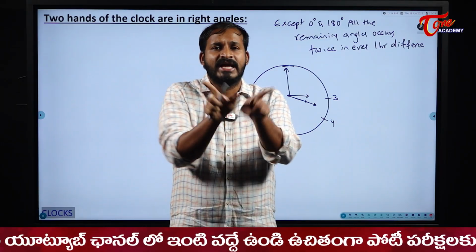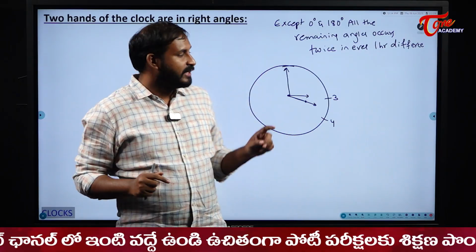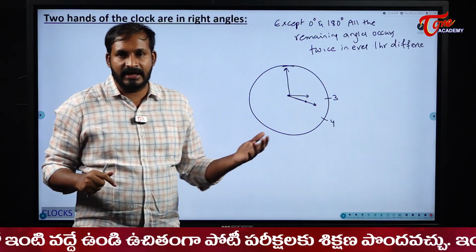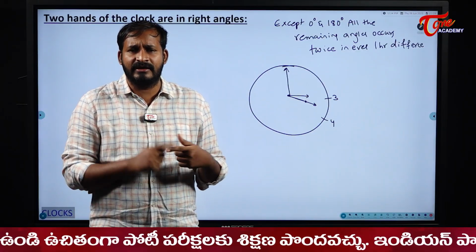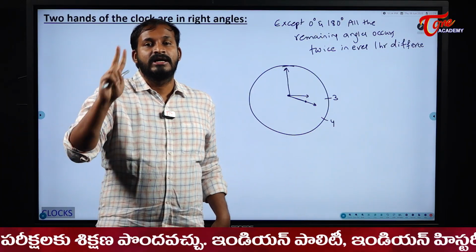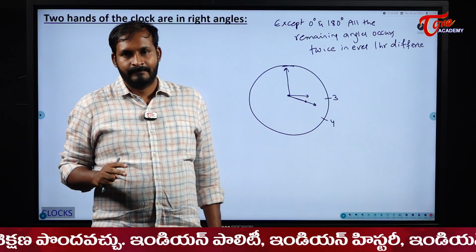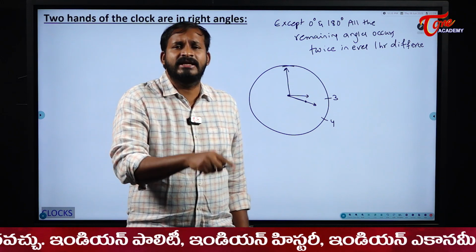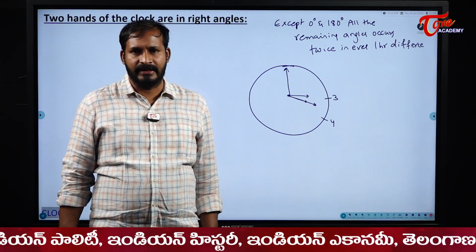Overlapping occurs only once, and exactly opposite also occurs only once. But except 0 degrees, all the remaining angles, 1 degree, 2 degrees, 3 degrees, 4 degrees, 5 degrees, all the remaining angles occur twice in every 1 hour. One is before overlapping and the other one is after overlapping.